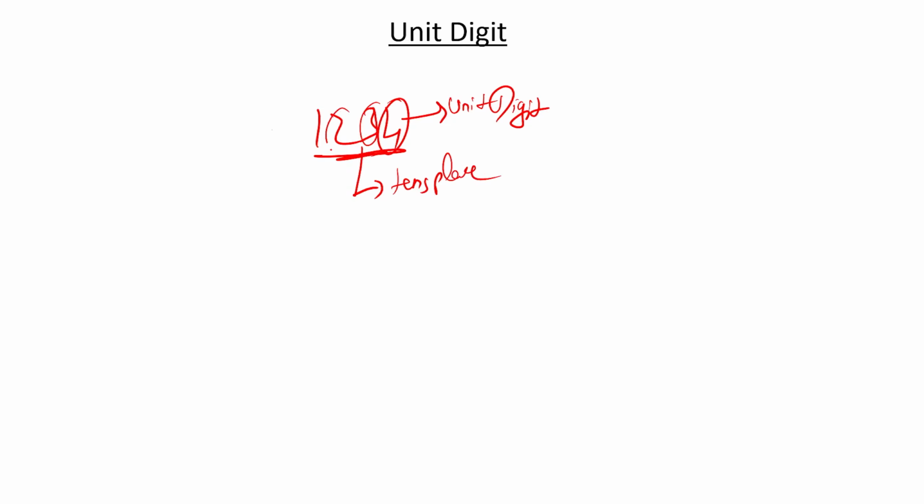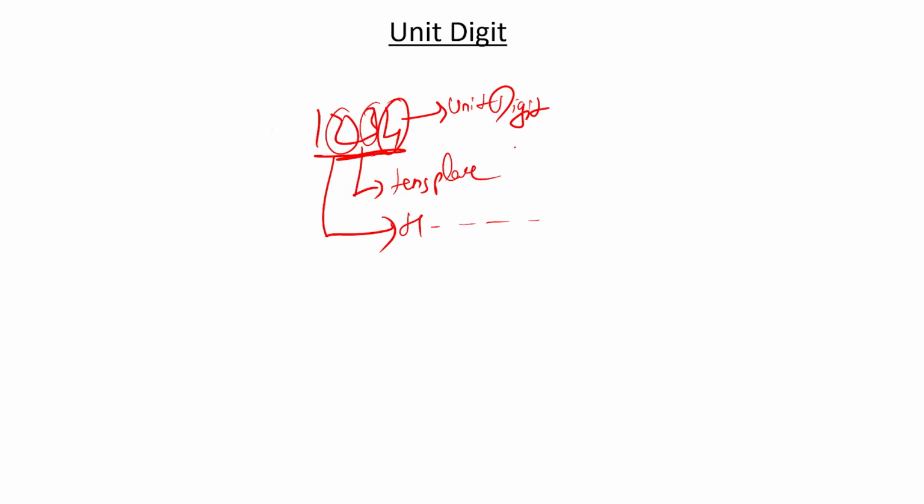Here you go. There isn't much of a definition to it. Let's take 1, 2, 3, 4. It is a number, right? To simply define a unit digit, the first number on the right side will be the unit digit place, and the second one will be the tens place, and the third one will be the hundreds place, and so on. That's it. There isn't much to define a unit digit.